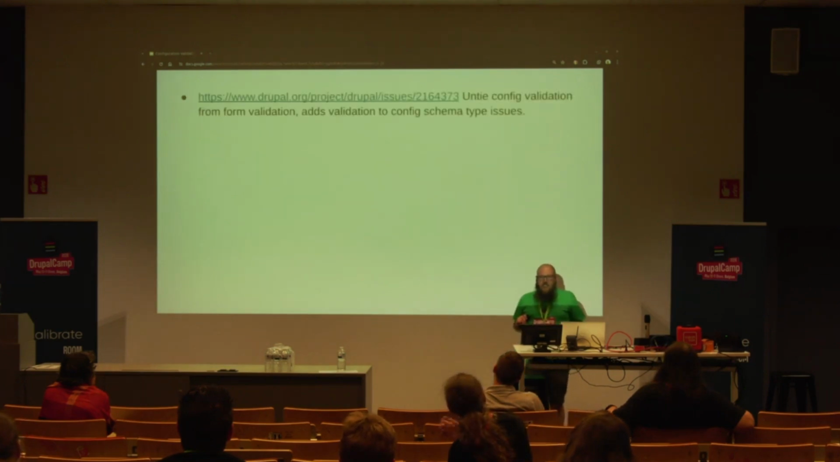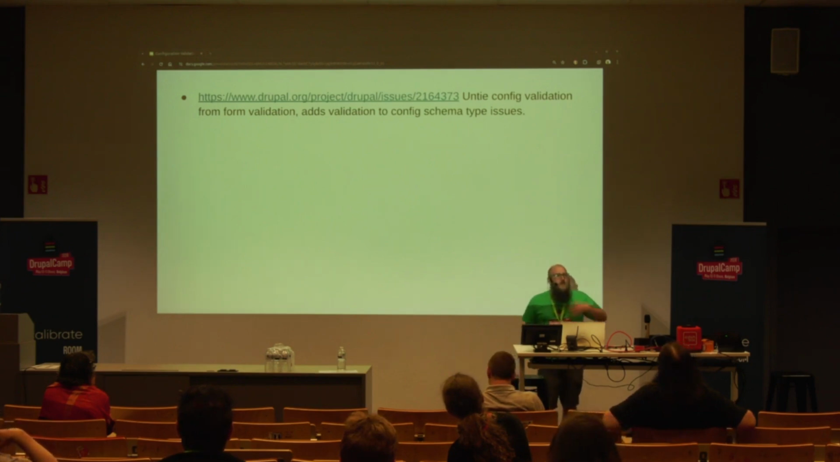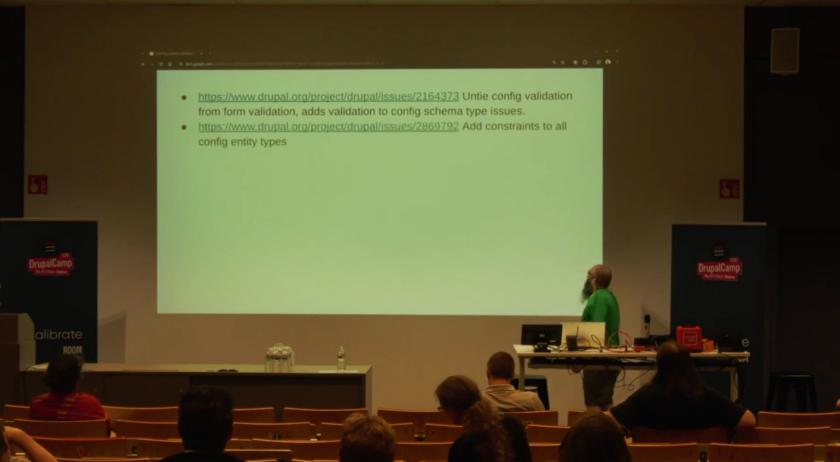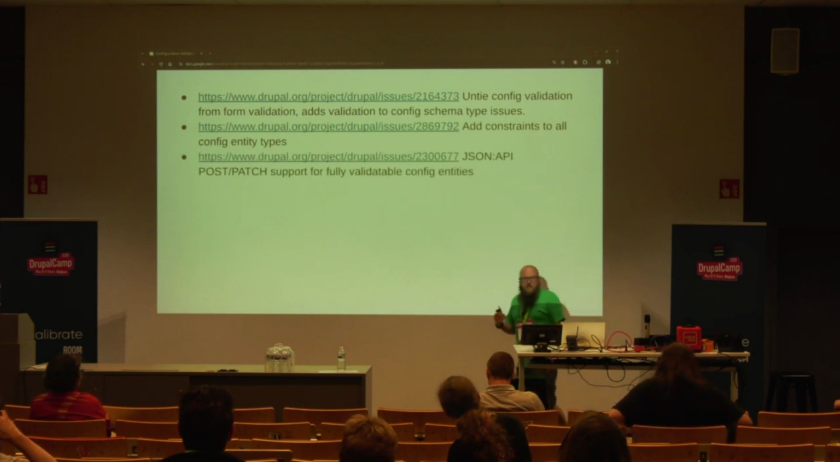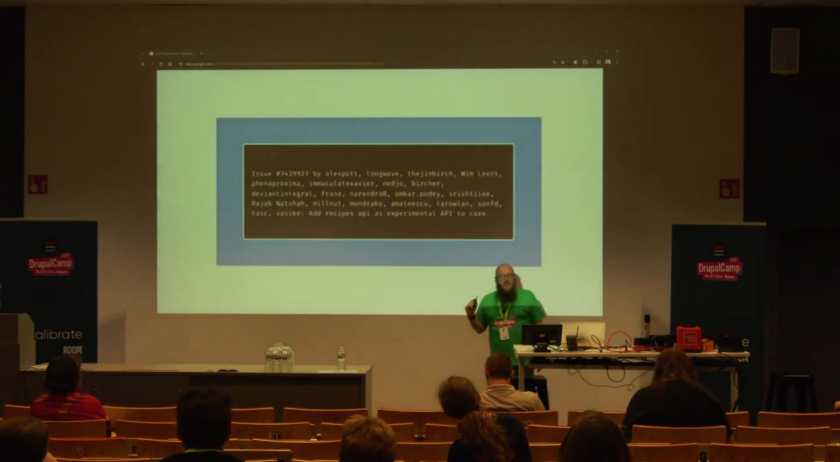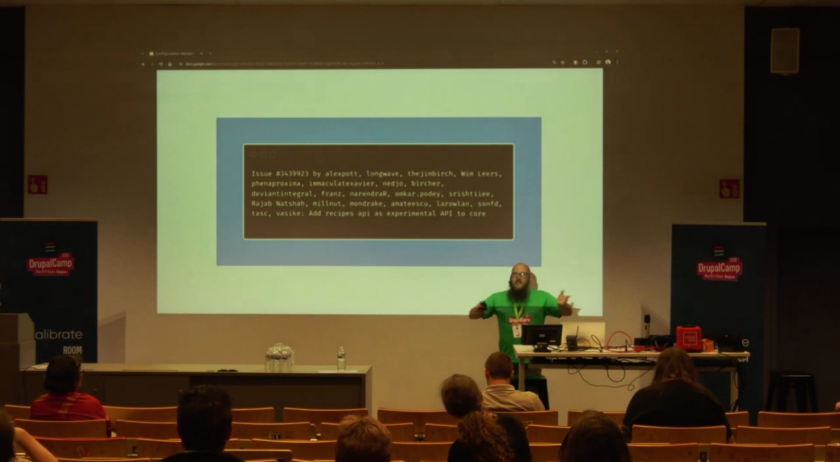We're getting there. Some things that we have to still do is untie config validation from form validation in a lot more places, which will allow the completely decoupled stuff, but also it will allow us to remove code. And I'm not sure about you, but my favorite thing to do is removing code and seeing that everything still works. That's the best feeling. Adding constraints to all the config entity types, JSON:API POST/PATCH support for fully validatable config entities. Those are things that we're still working on and that have been slowly progressing.